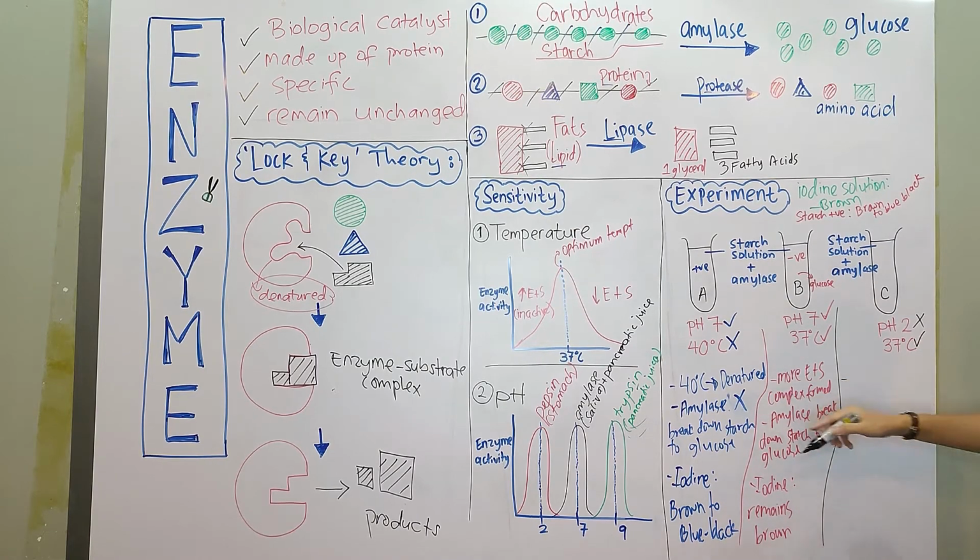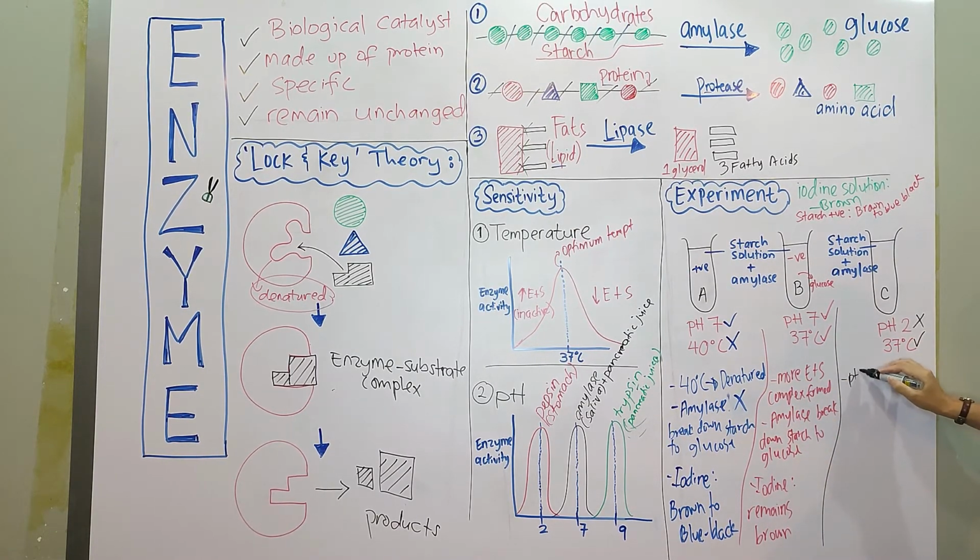So here, same as here, but only change the 40 degrees, pH 2, too acidic, amylase denatured. So what happened? No starch to glucose. If starch is not broken down into glucose by amylase, so what happened? Starch is still present here. Starch is still present there because the enzyme got denatured, cannot break down starch into glucose.